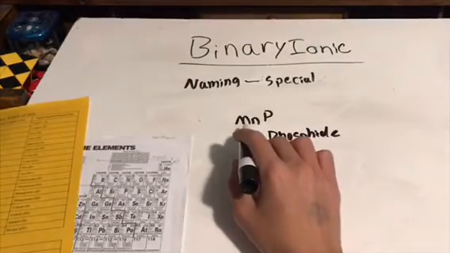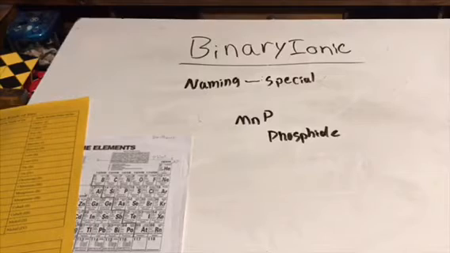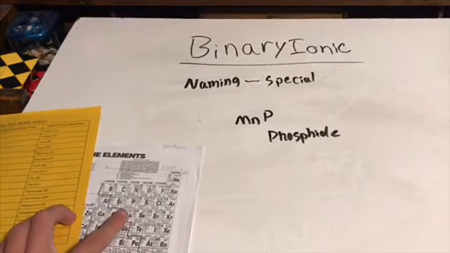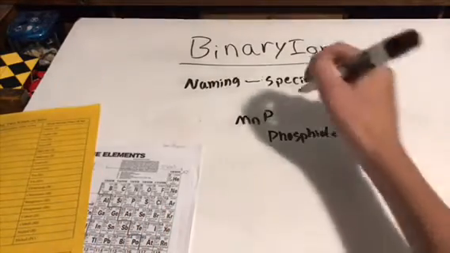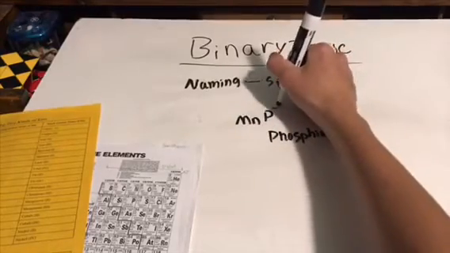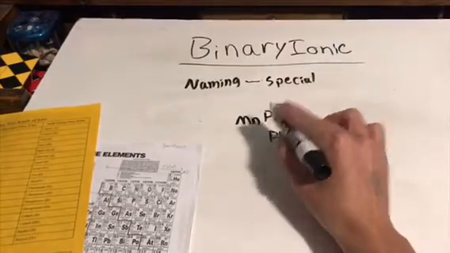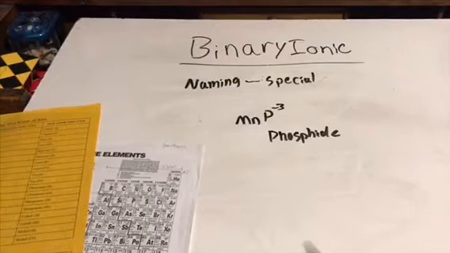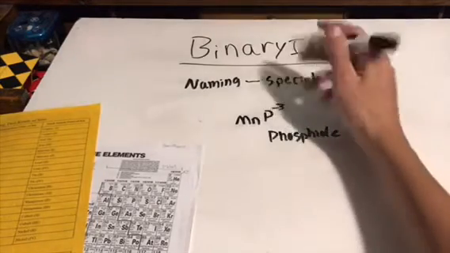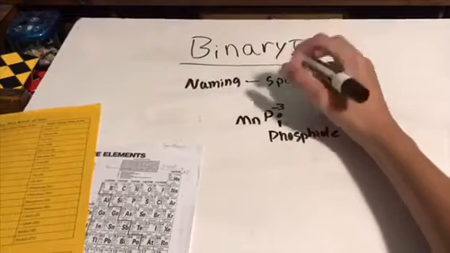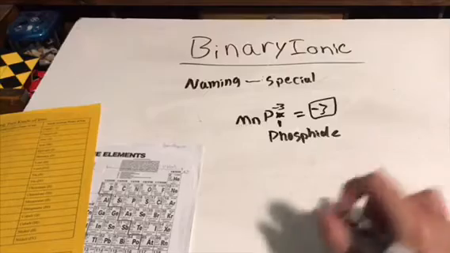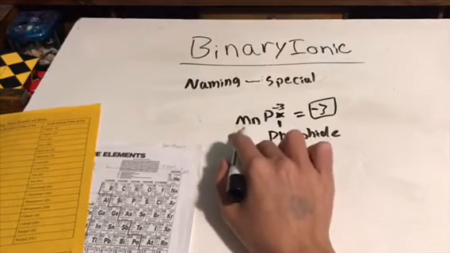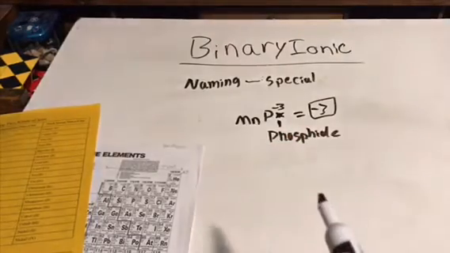Now, for manganese, this is where it's a little different. Phosphorus has a charge of -3. And there's only one phosphorus in this compound. So, you take -3 times 1, which is pretty simple, -3. This manganese needs to have a +3 charge to balance it out.